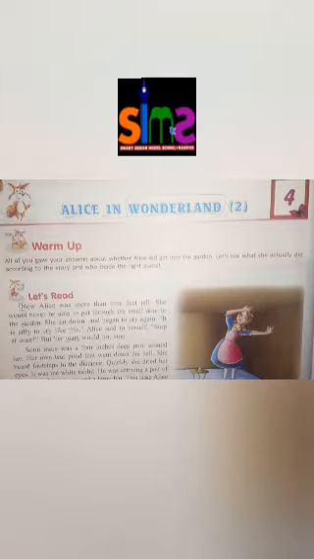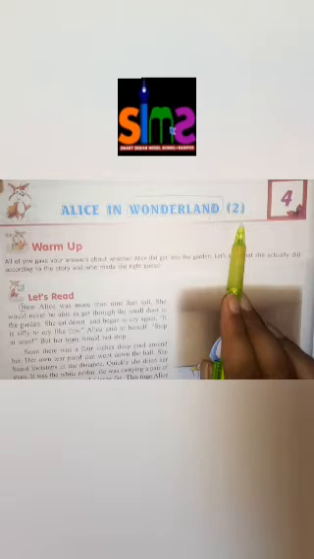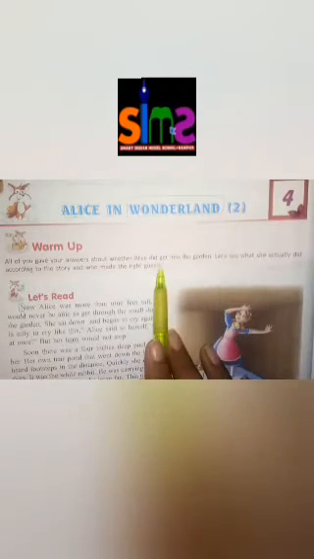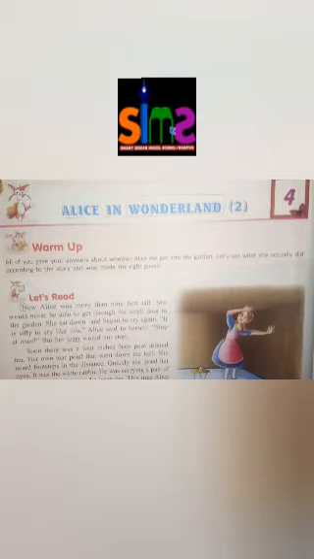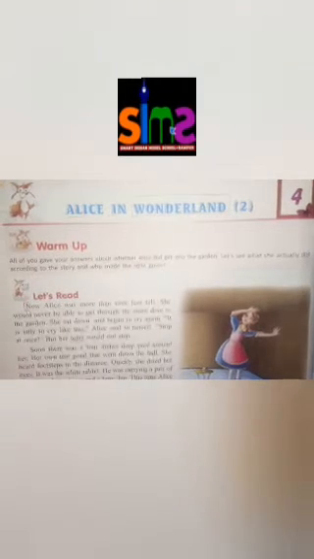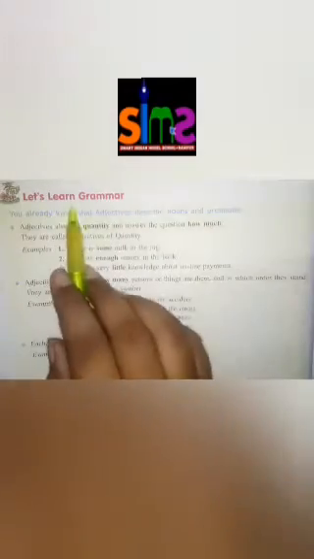Bacho, we have studied chapter number 4 of our MCB book Stepping Stones, and the name of the chapter was Alice in Wonderland. This was the second part of this story. We have studied the first part in lesson number 3. Now it's time to do some grammar exercises of our MCB book only. So for this you need to take out page number 38. Look here bacho, let's learn grammar.